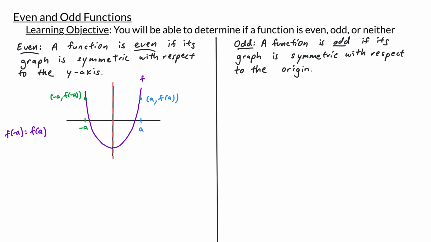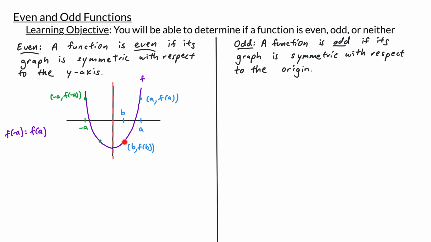We can repeat this idea with a different point. For example, we can start with the x value b. The corresponding point on our graph would have coordinates b, f of b. Now, because of symmetry with respect to the y-axis, this point has a mirror image on the other side of the y-axis here. The question is, what are the coordinates of this point here?